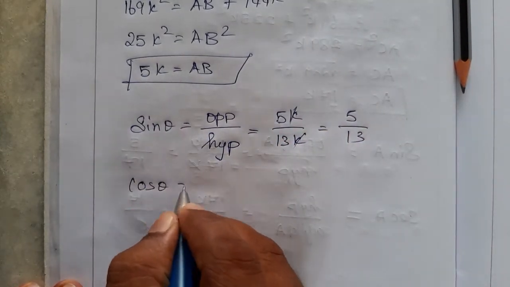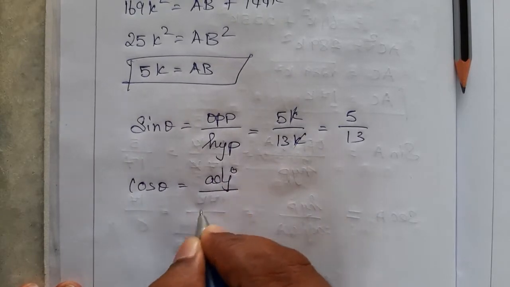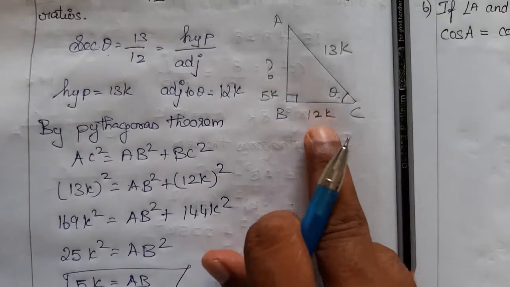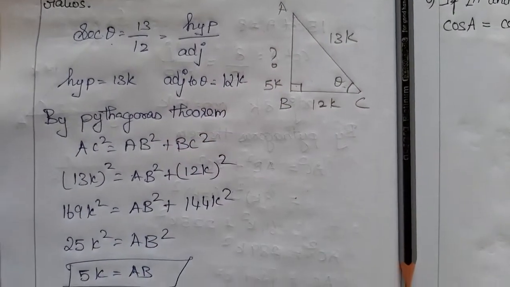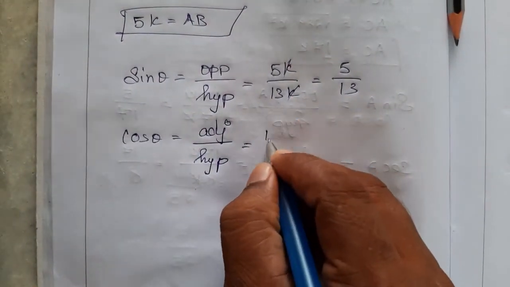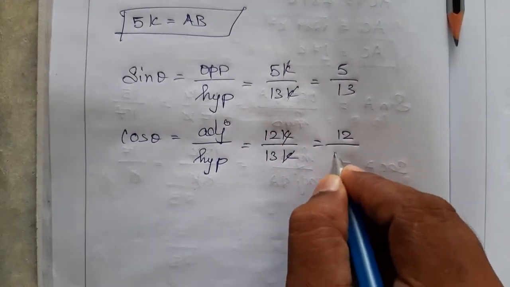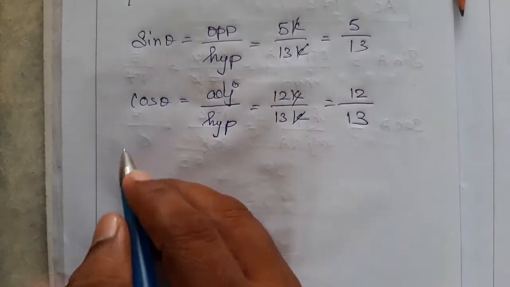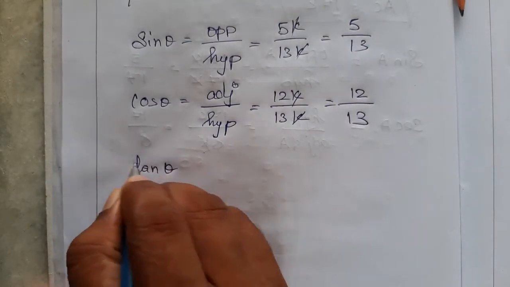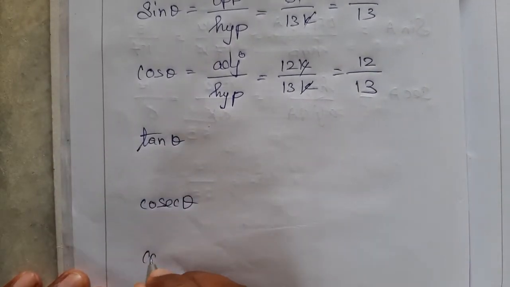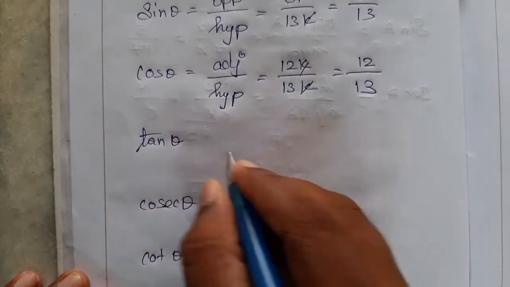So cos theta is equal to adjacent by hypotenuse. Adjacent we already know is 12k, and hypotenuse is 13k. So 12k by 13k, k gets cancelled, the value is 12 by 13. Sin, cos, the next ones we have to find are tan theta and cosec theta, and finally cot theta. So all trigonometric ratios we have to find.